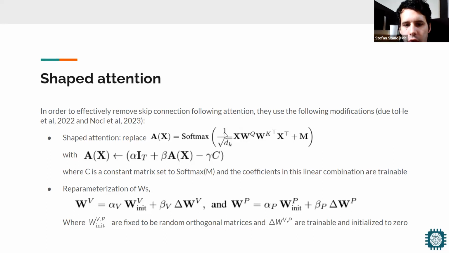If there was no masking, so M was absent, or was the identity, then C would be literally constant. With non-trivial values of M, it's not literally constant, but it's a matrix that we compute, and then it's not trainable. Okay, so they replace A of X with this combination here, where alpha, beta, and gamma are trainable parameters.